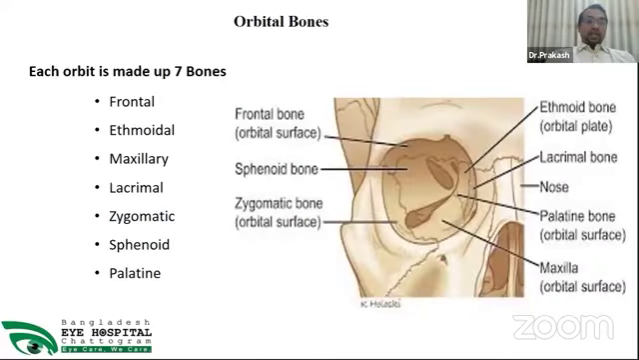Each orbit is made up of 7 bones, and they are frontal, ethmoidal, maxillary, lacrimal, zygomatic, sphenoid, and palatine. Sometimes you may get an MCQ question: how many bones are involved in the formation of the orbit? It is 7, 8, or 9. That's why you may get such questions in the MCQ, so you have to remember these things.